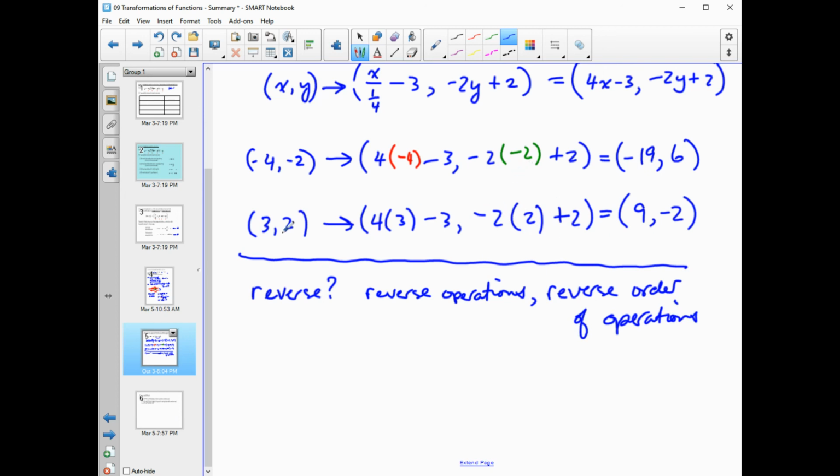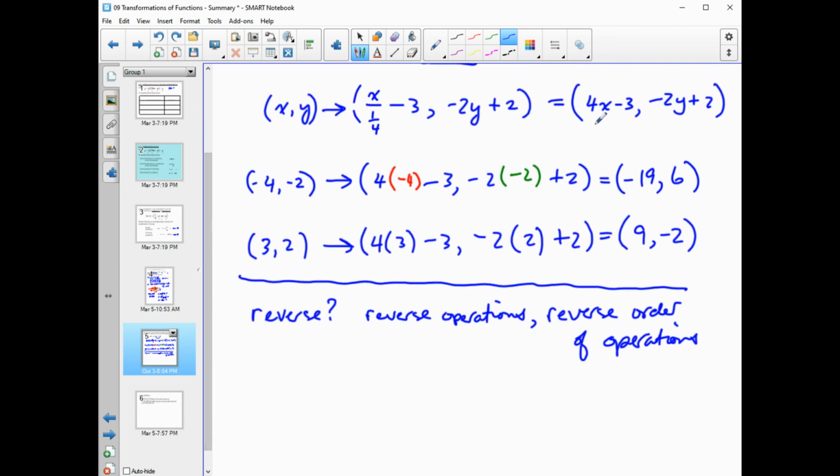And so in the case of, let's say, the x-coordinate, 4x minus 3, I multiplied by 4 and then I subtracted 3. So 4x minus 3 reversed is what? The opposite of multiplying by 4 is dividing by 4. The opposite of subtracting 3 is adding 3. But I have to do this in the reverse order. So I'm going to add 3 first, and then I'm going to divide by 4.